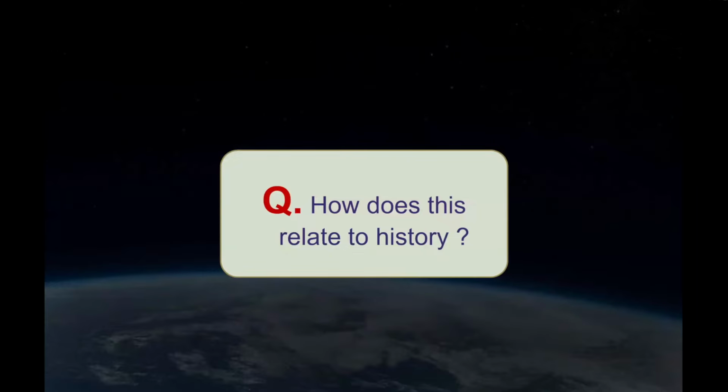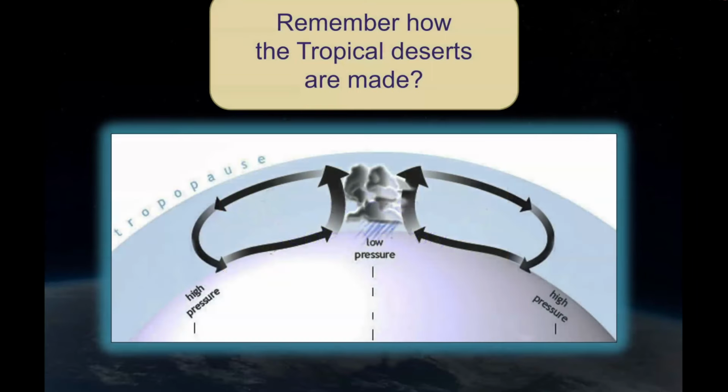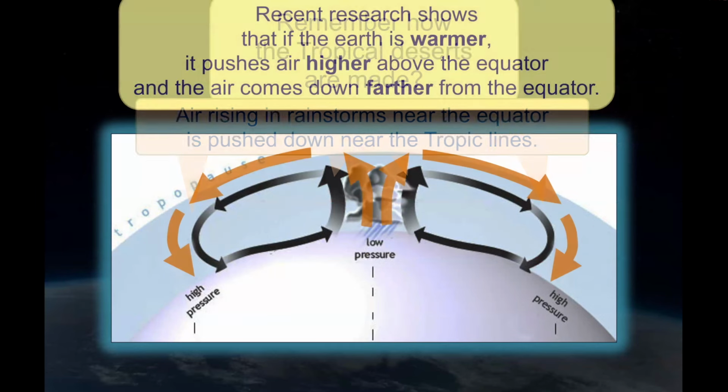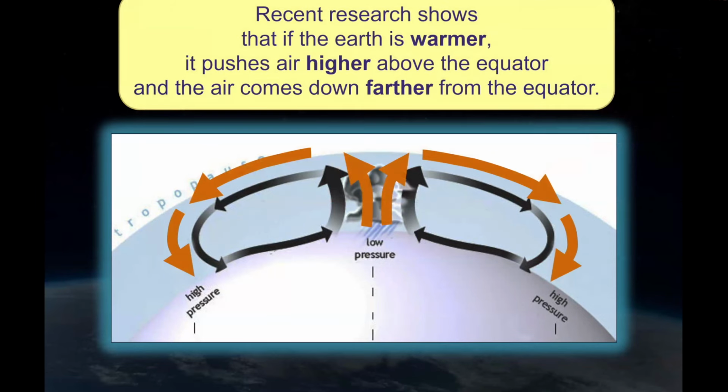So how does this relate to history? Remember how these deserts are made. Air rising near the equator is pushed down near the tropic lines. Recent research clearly shows that if the Earth gets a few degrees warmer, it pushes air higher above the equator and it comes down farther away from the equator.